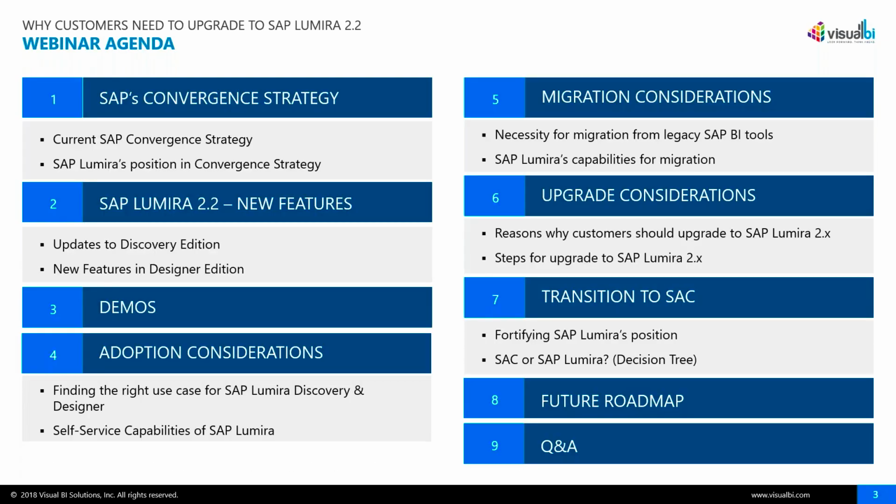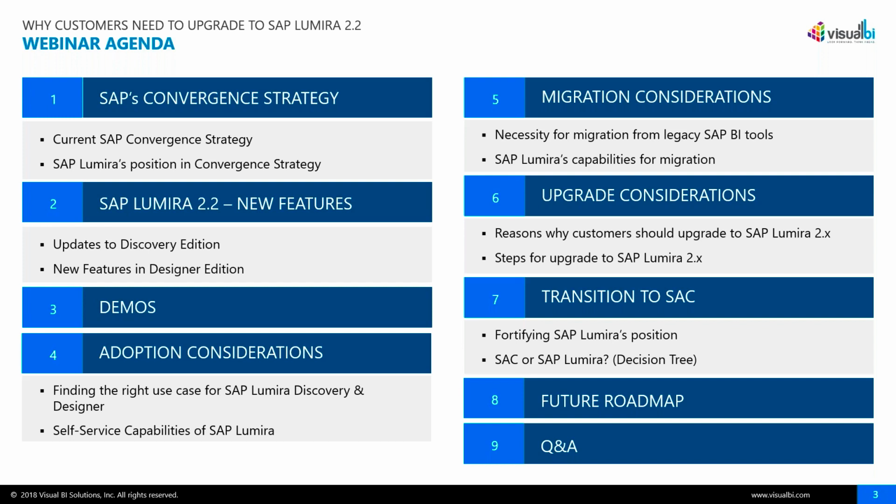So the agenda for our webinar today, as I said, focuses on the latest version of the tool and what it means for customers in terms of product direction. We'll be kicking off with a brief look at the Convergence strategy and Lumira's position there. And then we'll also take a brief look at the new features that both Discovery and Designer have to offer. I will be doing a brief demo, diving into Designer and showing you some of these cool new features, and hopefully some more demos later on through the webinar.